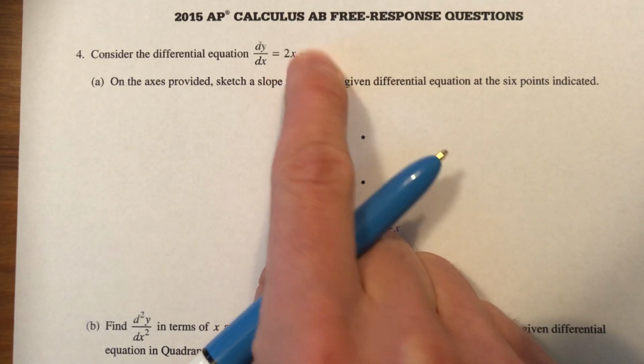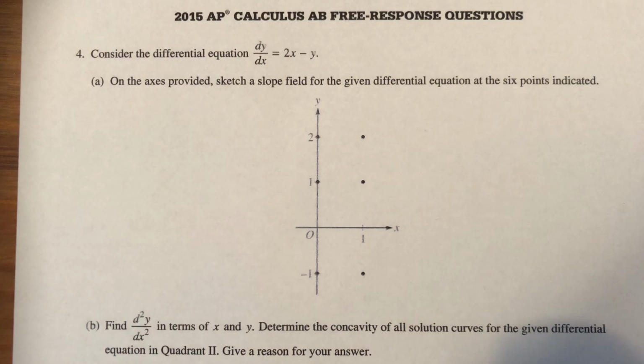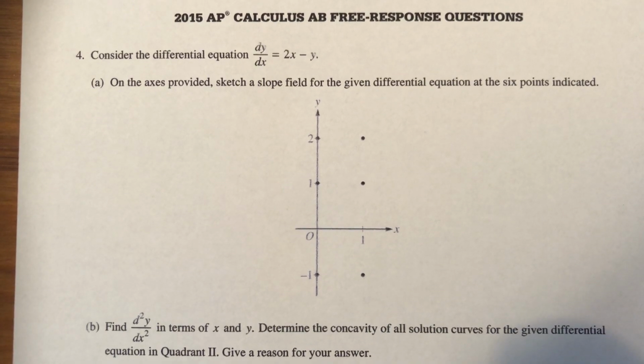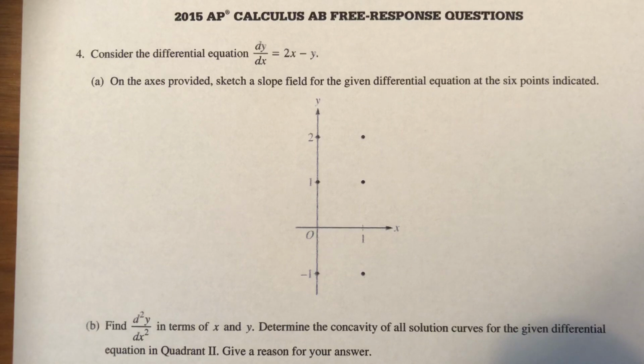So you can't add this y and move it over and then move the dx. And you can't separate the x and the y. It's not going to work. But clearly, they're asking us to do a slope field. So on the axes provided, sketch a slope field for the given differential equation at the 6 points indicated. There are going to be 2 scoring points available for this question.